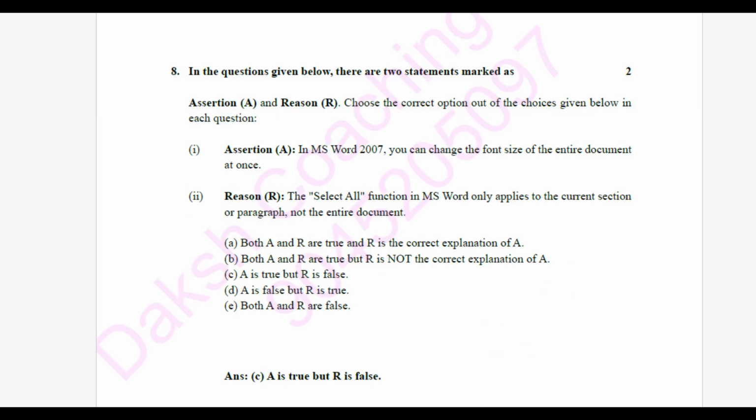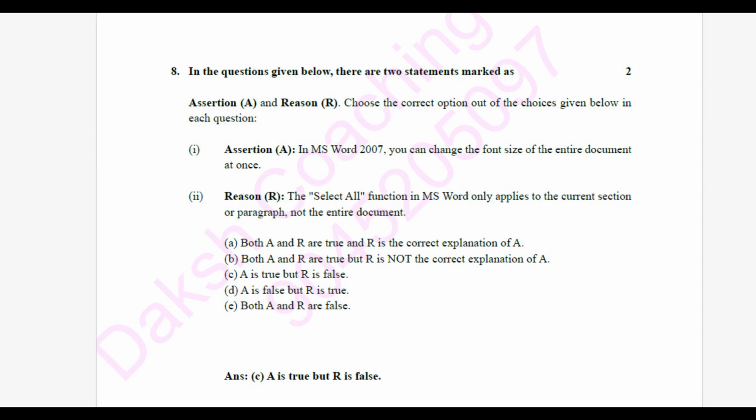In the questions given below, there are two statements marked as assertion A and reason R. Choose the correct option out of the choices given below in each question. 1. Assertion A. In MS Word 2007, you can change the font size of the entire document at once. 2. Reason R. The select all function in MS Word only applies to the current section or paragraph, not the entire document.